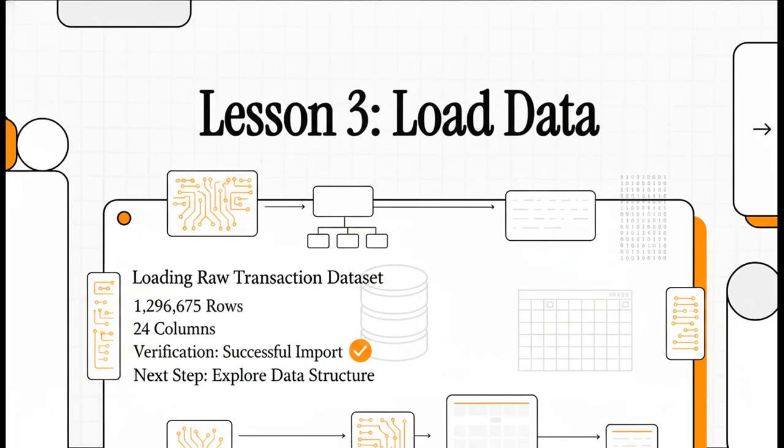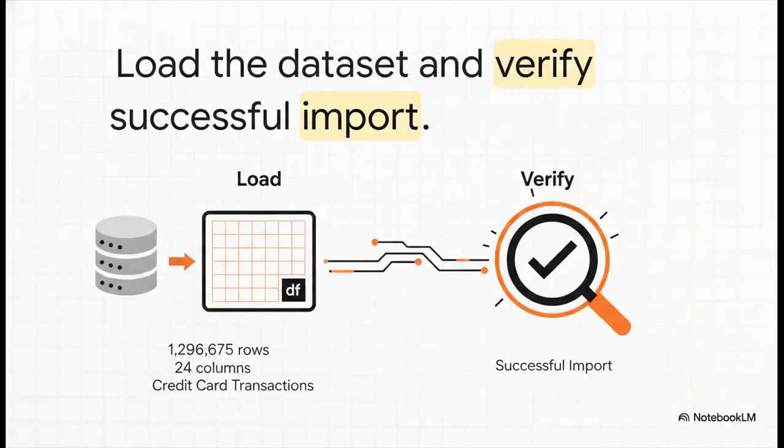Today, we're jumping right into Lesson 3, which is all about loading the raw transaction dataset. Let's get to it. So, here's our game plan. Our primary objective is twofold. First, we need to load our credit card transaction dataset right into a Pandas data frame. And second, and honestly, this is the crucial part, we have to verify that the import was actually successful.